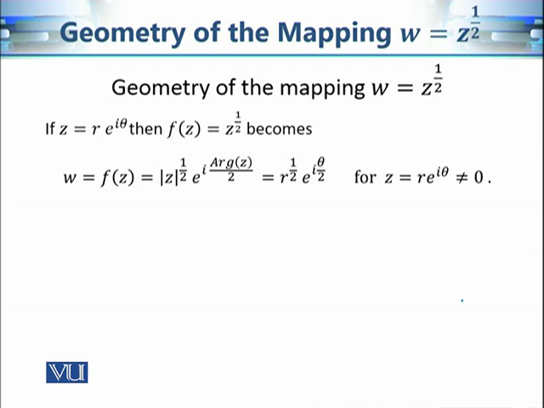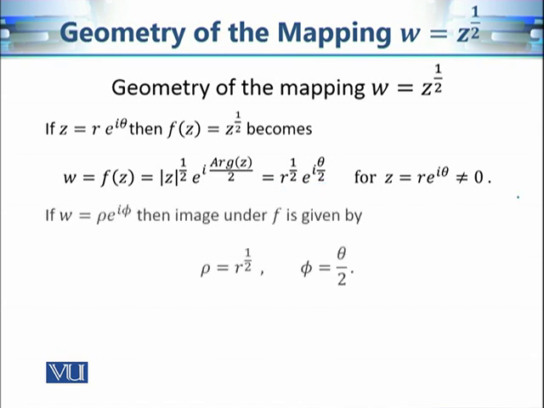Once again we are going to use the polar coordinates, and if z is equal to r e raised to power iota theta, then f of z is equal to z raised to power 1 by 2 becomes r raised to power 1 by 2 e raised to power iota theta by 2. Now once again, if we use the same exponential form in the w plane, then this principal root map can be defined using these equations: rho is root r and phi is theta by 2.